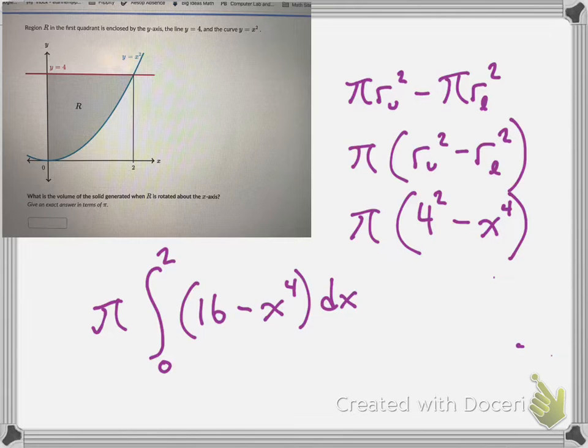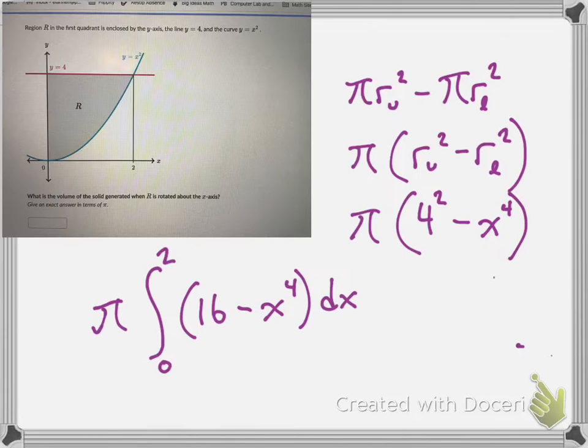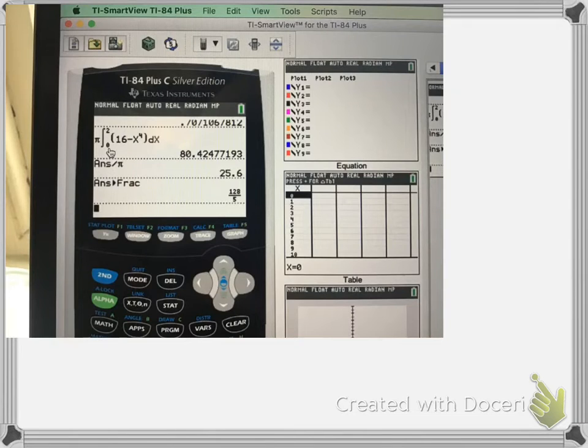What I would do right here is just go to my calculator and try to calculate it. So I'm going to my calculator. If you look here, what I have is I put it into my calculator exactly as I had it written. It gives me this decimal thing.